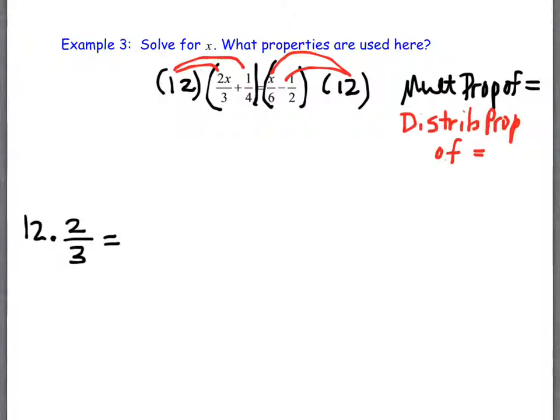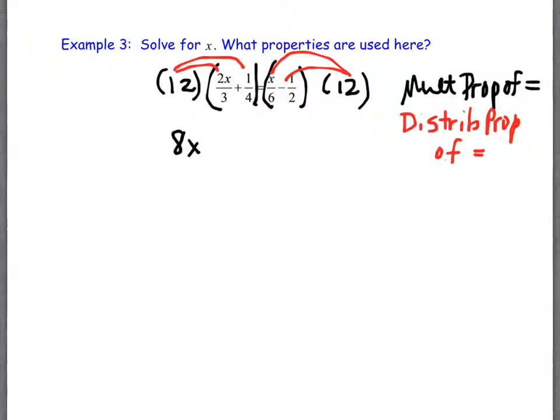Okay, so one thing you could do is recognize that's 24/3. What's 24/3? It's 8. All of the solutions I'm getting are going to be whole numbers because I chose the common denominator to multiply by. So this is actually 8x on the very first piece.